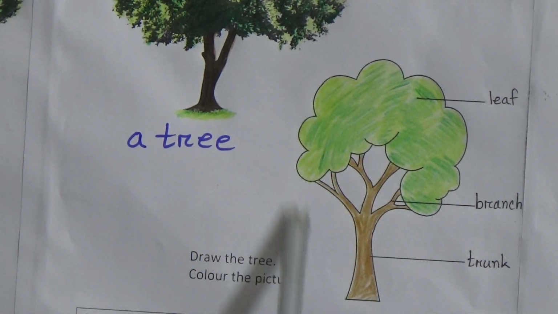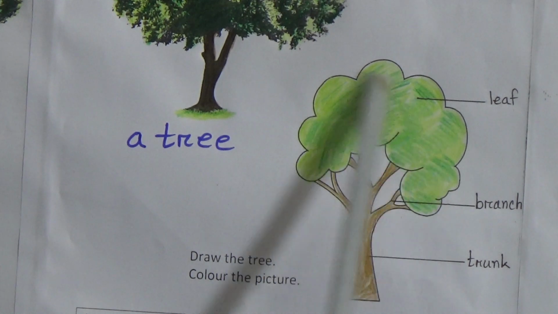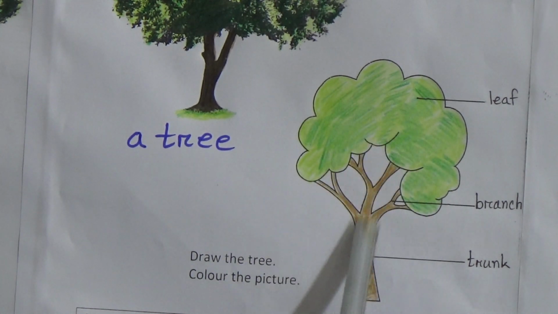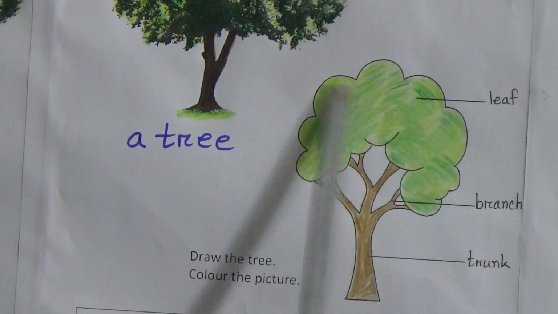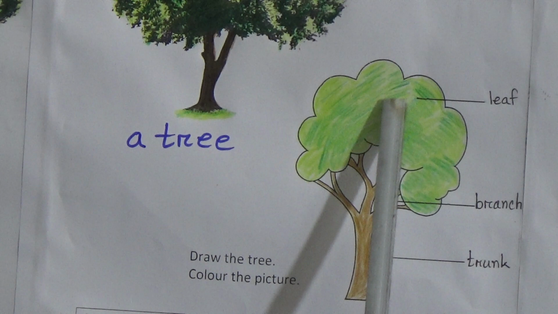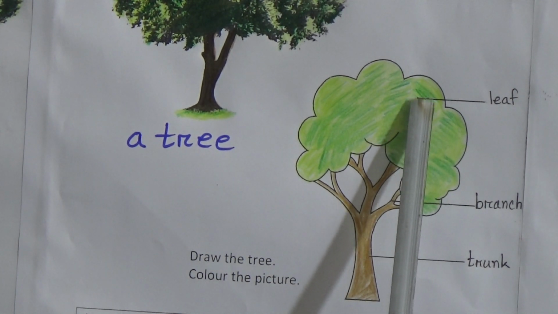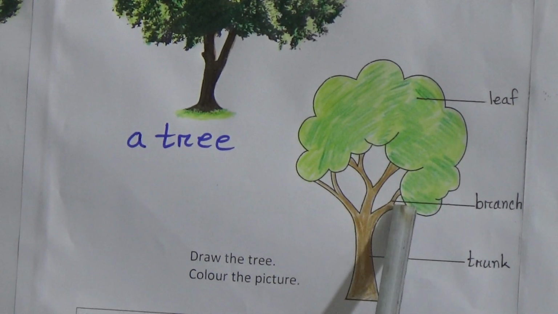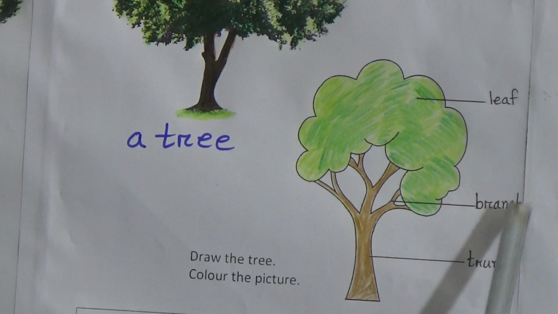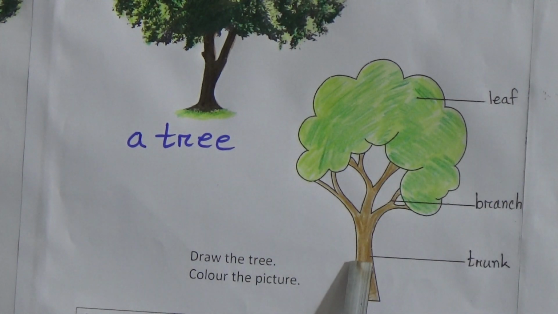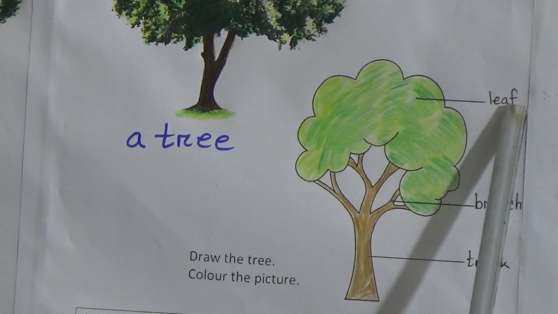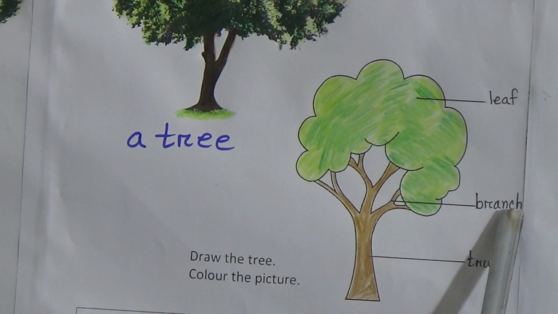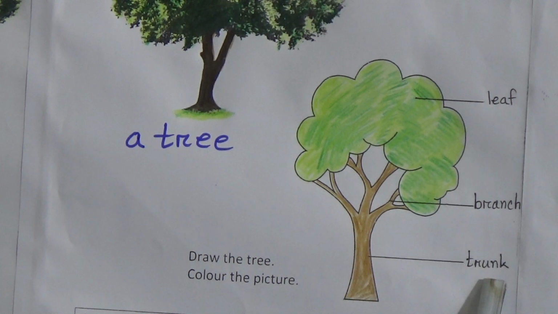And look at this picture now. Students, try to draw the picture of a tree and color it. And here is the label of leaf. This part of this tree is leaf, and this part is called branch, and this part is the tree's trunk. This is called trunk.